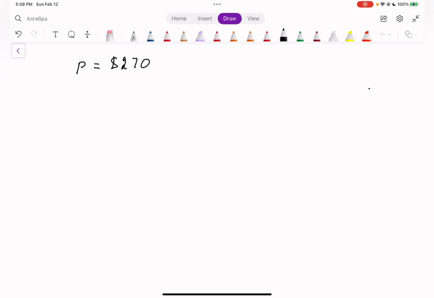$270, and for the 10 days, well, days we need to convert into the year, which is going to be how much? 10 over 360 days, right? We need to convert to years. So, in 1 year, 360 days. Banks count 360 days. And that's going to be 1 over 36.